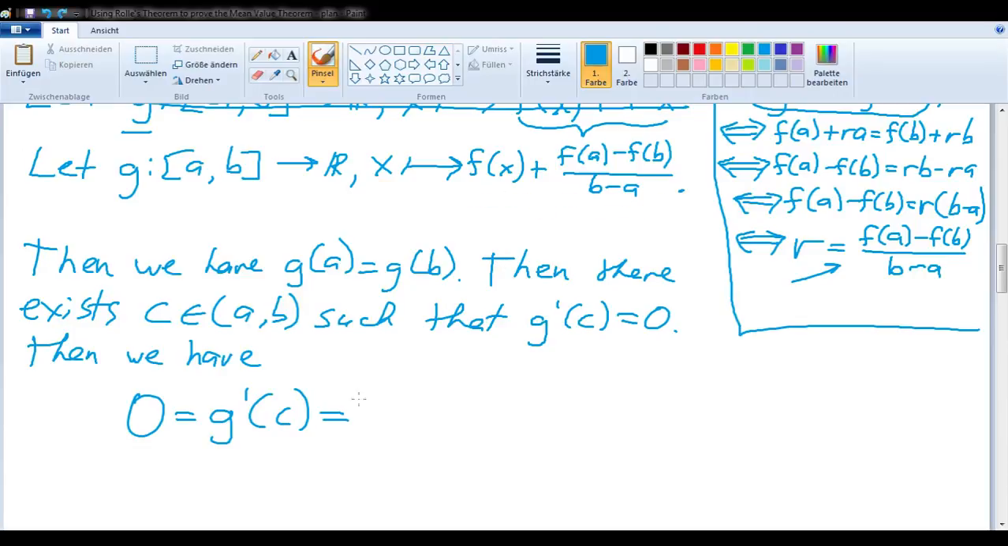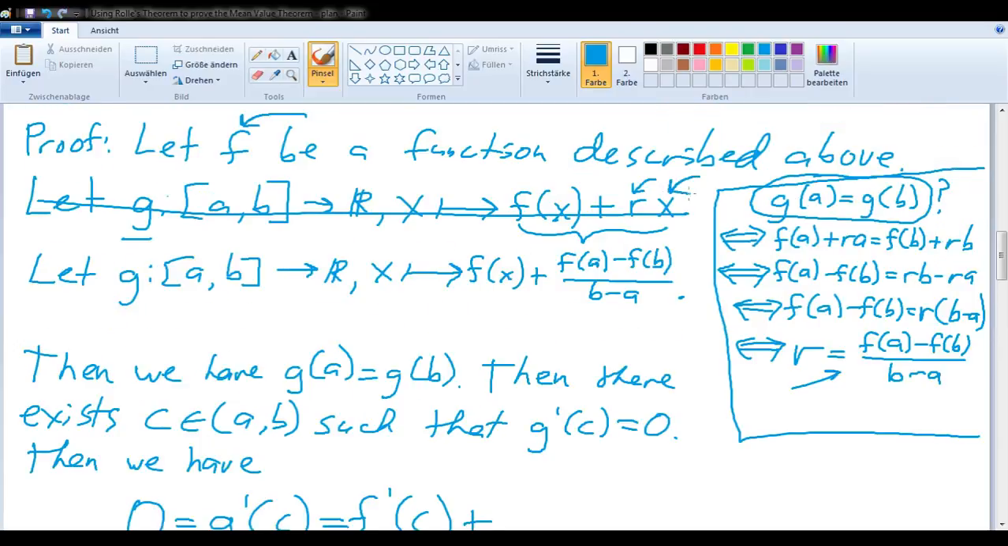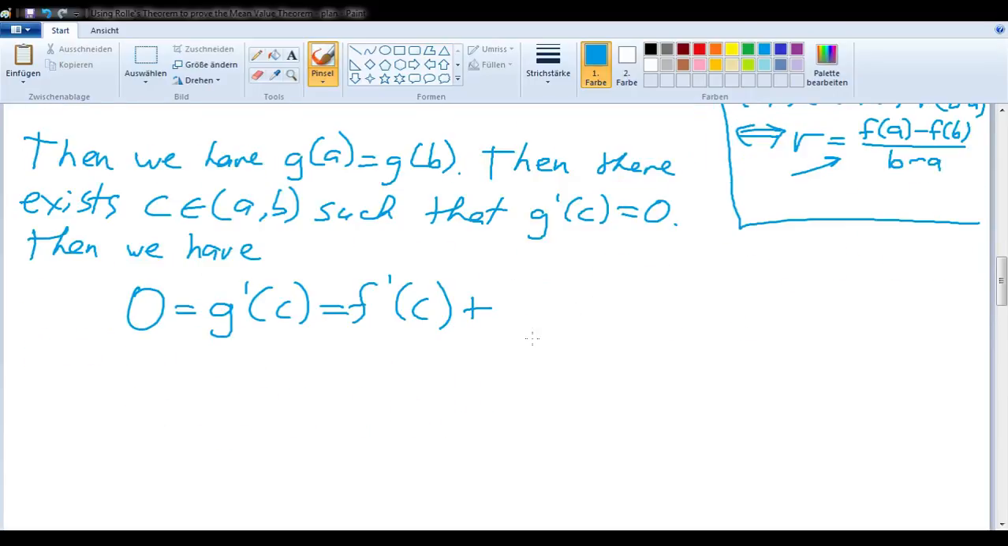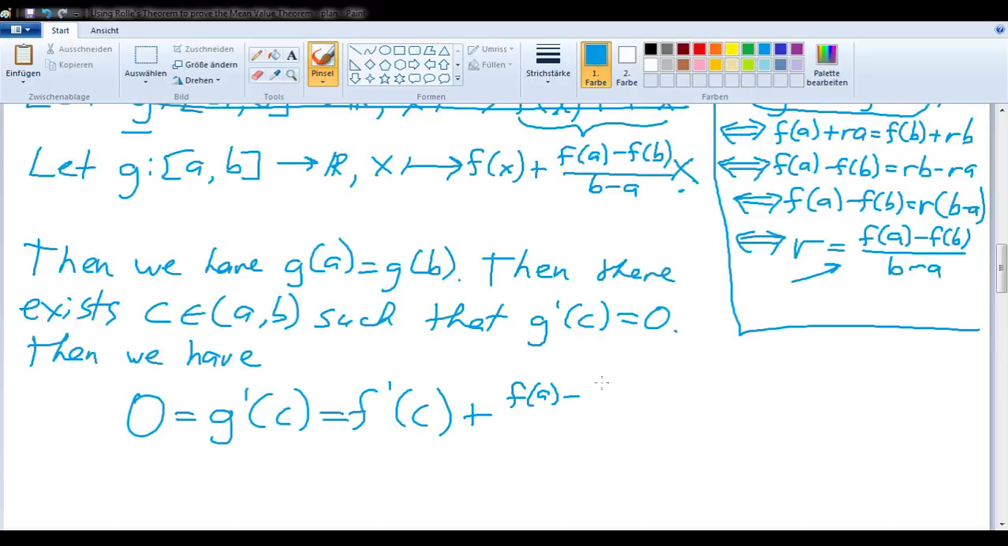So that would be, if we take the derivative of g, it's just the derivative of this up here, so that would be f prime of c plus, actually I forgot here, we said we wanted x here. We can't forget that we have an x here. So this x is just going to fall away when we take the derivative, and we'll just end up with this constant here. So we could say f of a minus f of b over b minus a.